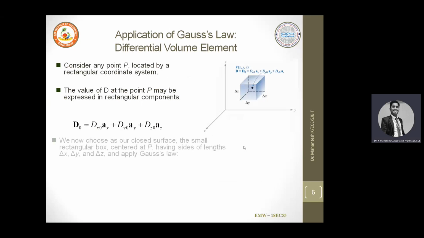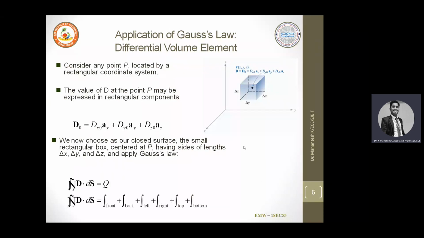Now we choose our closed surface. It will be a smaller rectangular box centered at P having sides of length delta x, delta y, and delta z, and apply Gauss's law. So Gauss's law can be applied in terms of the closed surface integral of D dot dS equal to Q. So what is the closed surface integral of D dot dS? It is nothing but the closed surface.